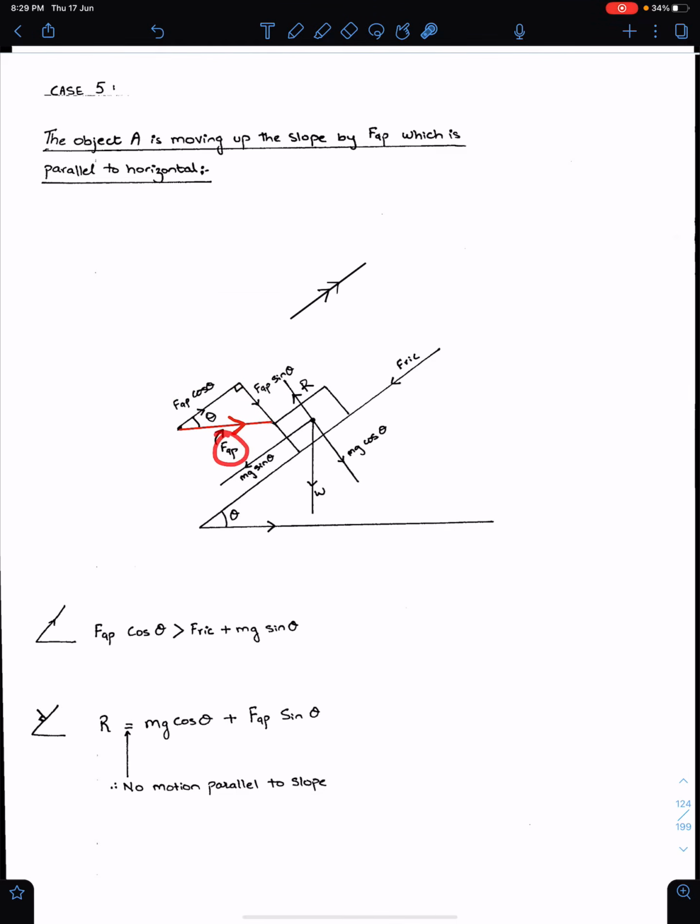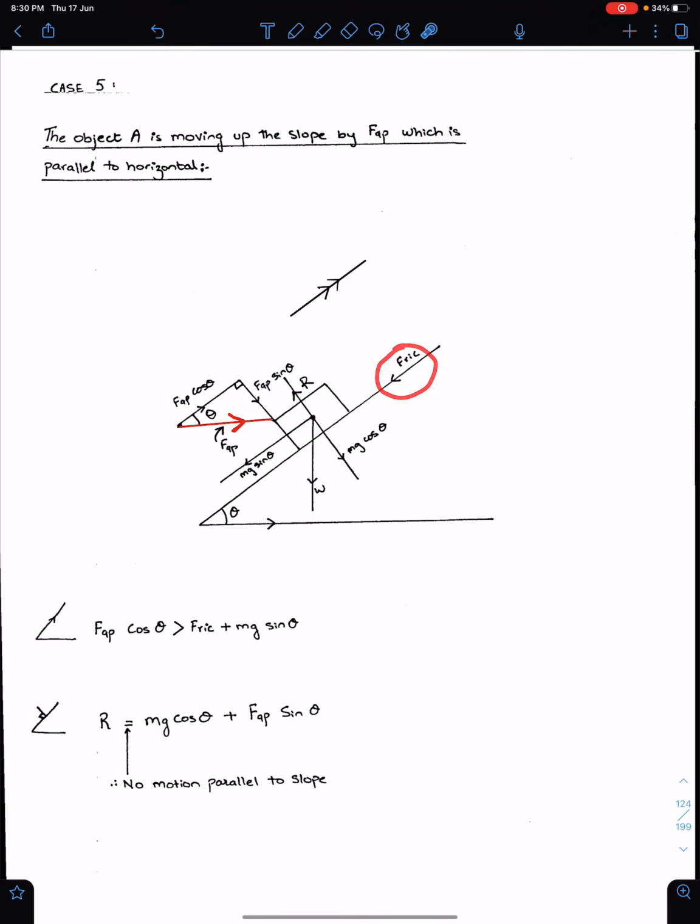FAP means applied force. This is the normal reaction. Normal reaction always makes 90 degrees with the ground, sorry, with the slope in this case. And this is mg cos theta, and this is mg sin theta. These are the two components of weight. And this is the frictional force because the object is moving up the slope. So in order to move this object up the slope, this force must be greater than the sum of these two forces. FAP cos theta must be greater than mg sin theta and friction to move this block up the slope.